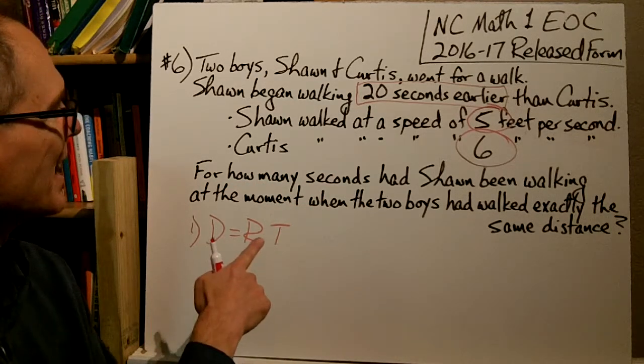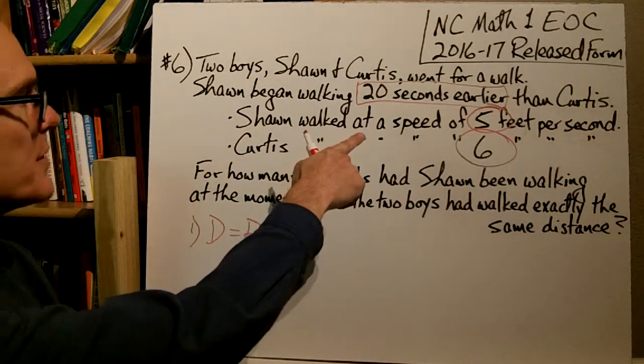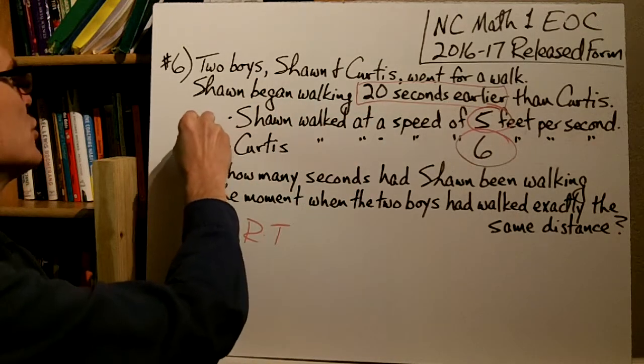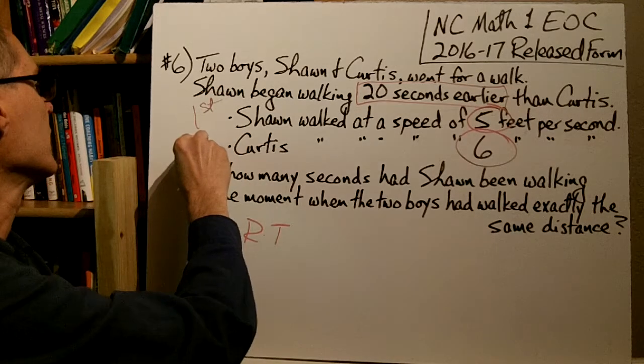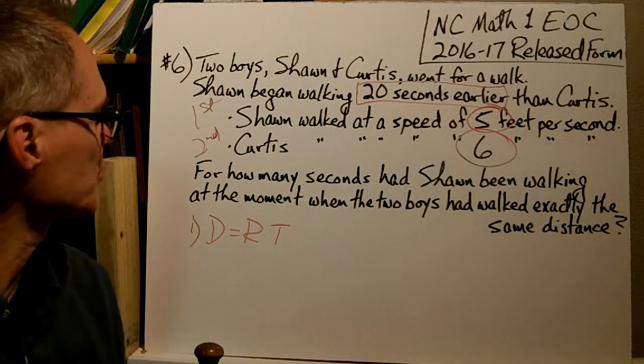So this comes quickly to mind, and in fact right away, let me go ahead and write: Sean walked at a speed of 5 feet per second. Sean begins walking 20 seconds earlier, so Sean begins walking first and Curtis begins walking second. Curtis is the one who's walking faster, so he's going to be catching up to Sean.